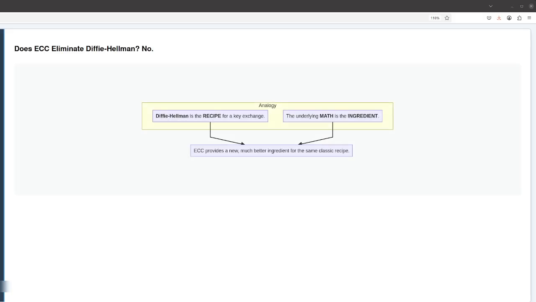The core question. So, let's address the question head-on. Does ECC eliminate Diffie-Hellman? The answer is a clear no. A better way to think about it is with an analogy. Diffie-Hellman is the recipe, and the underlying math is the main ingredient. Elliptic curve cryptography provides a new, vastly superior ingredient for the same classic recipe. It didn't replace the recipe for a secure handshake, it just perfected it. This new version is what we call ECDH, or elliptic curve Diffie-Hellman.